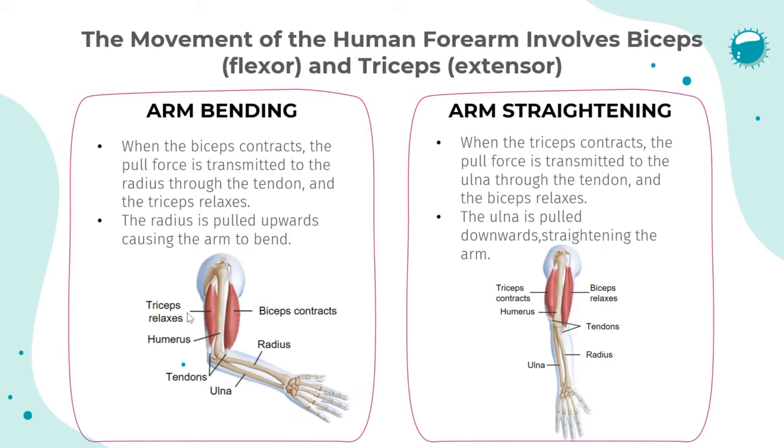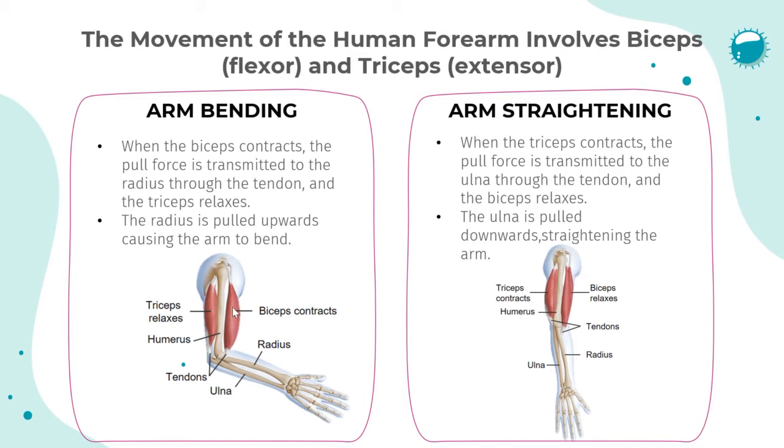Semasa kita membengkokkan lengan kita. So when the bicep contracts during the arm bending, you have to remember that when a muscle contracts, it becomes shortened. When the muscle, especially the bicep, contracts, it will become shortened.